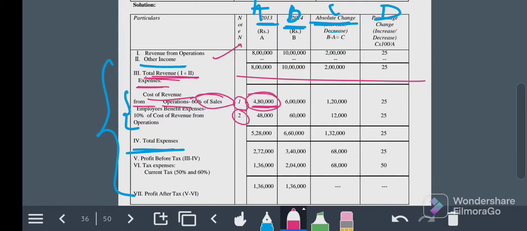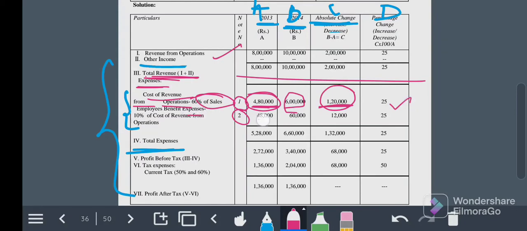Here we have the note number. We have shown how we have calculated it. Then 6 lakh here in the current year. Then we calculated current year minus previous year. 6 lakh minus 4,80,000 is 1,20,000. Then again the percentage was 25.